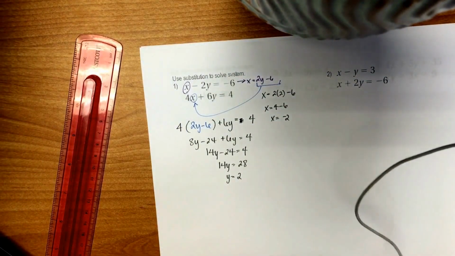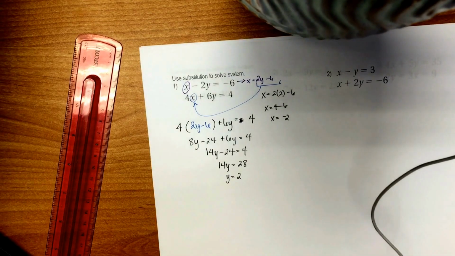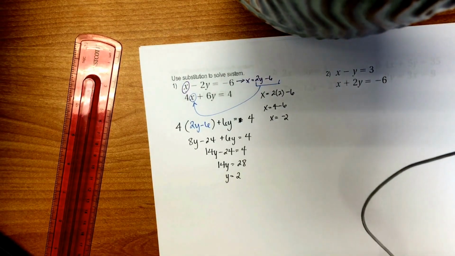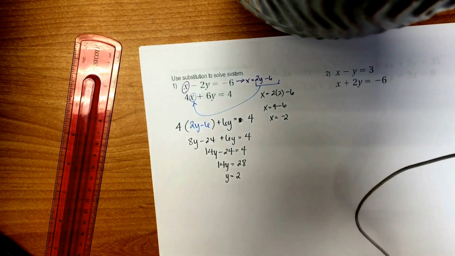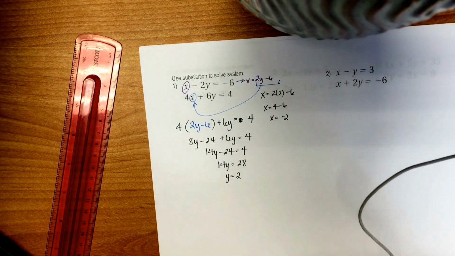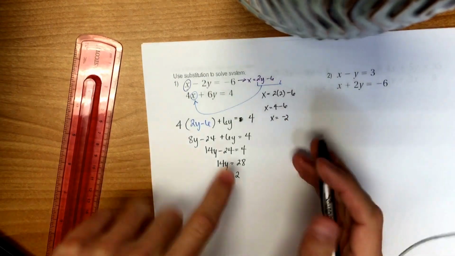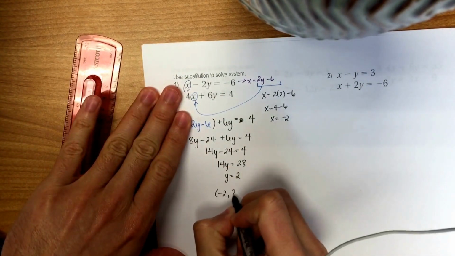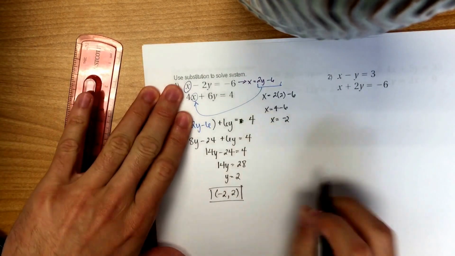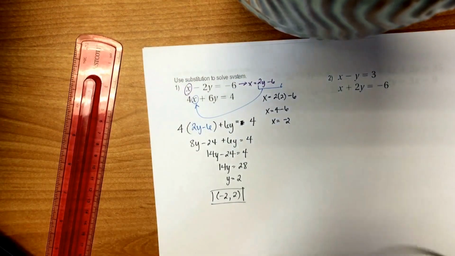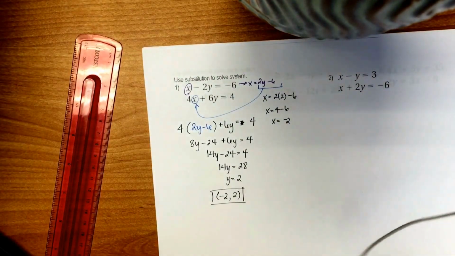Now, so we don't lose the entire point of solving a system, what I want you to do is write all of your answers as ordered pairs. So my x value, my y value. So my final answer for the problem would be the ordered pair negative 2, 2. So please make sure you write your final answers as ordered pairs.